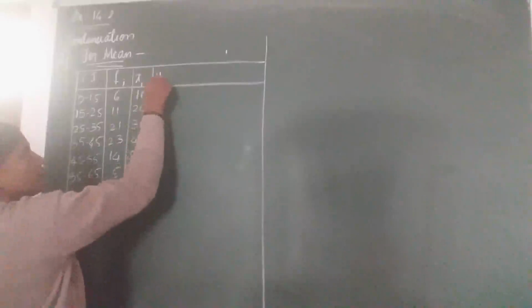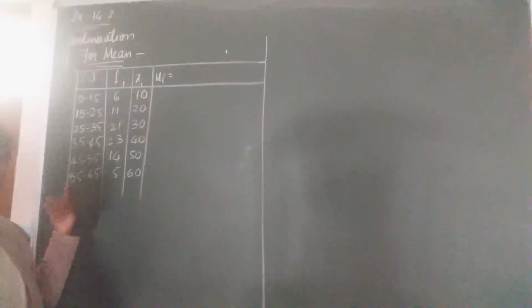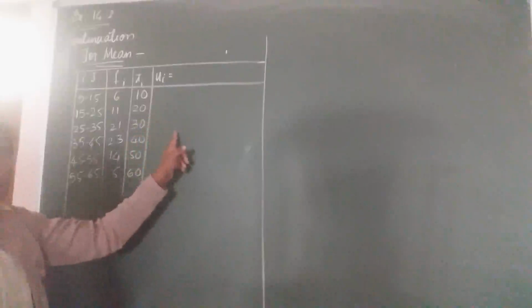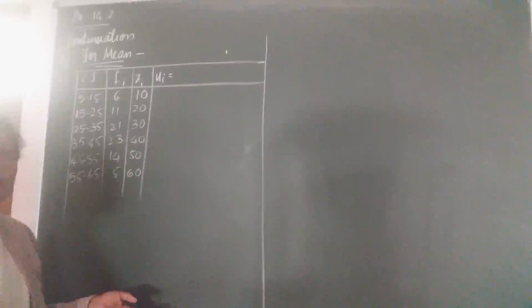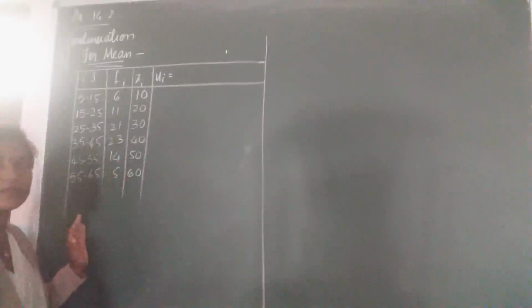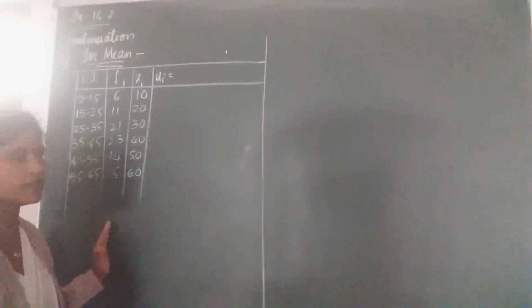Next go for finding out ui, or you can go for the direct method. Why am I not saying you to find out by the direct method? Because the class interval is large. So when this is so, you have to go for the step deviation method. When the class intervals are small, for example 0 to 2, 2 to 4, 4 to 6, single digit numbers in the class interval, then you can find out by the direct method.